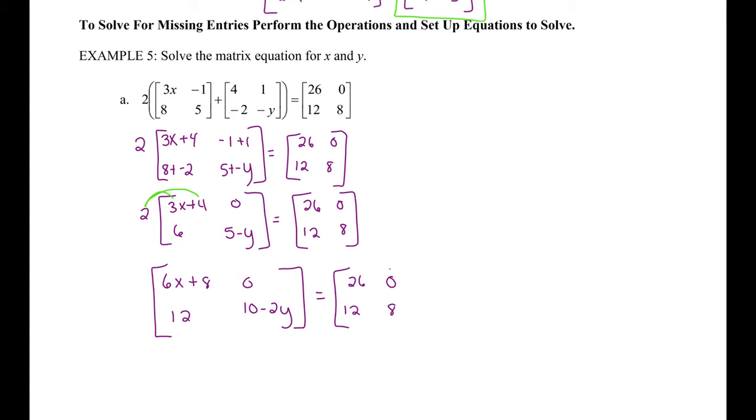Our last step for solving is going to be to set equal the entries that have variables in them. So notice that both top rights are 0, both bottom lefts are 12. This means that the matrices are going to be equal. So I can set 6x plus 8 equal to its corresponding entry, which is 26, and I can solve. So I would subtract 8 from both sides to get 6x equals 18, and I would divide both sides by 6 to find x equals 3. Using that same logic, see if you can find what y would be equal to. We will discuss it tomorrow in class.